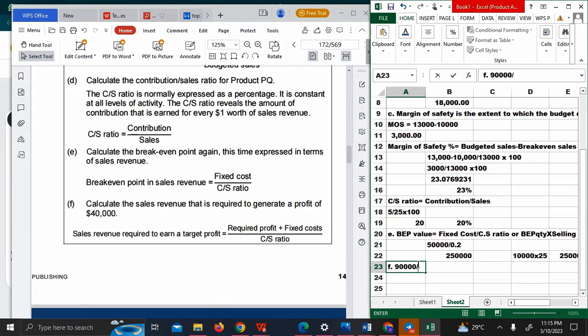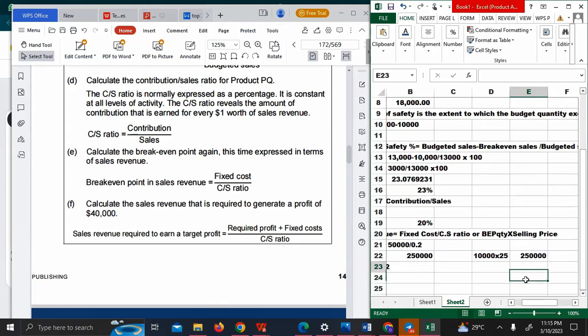CS ratio talks about the value of it: the value of contribution in relation to the value of sales. So we have 90,000 divided by 0.2, and that's 450,000. Let's try here if we have the same answer.